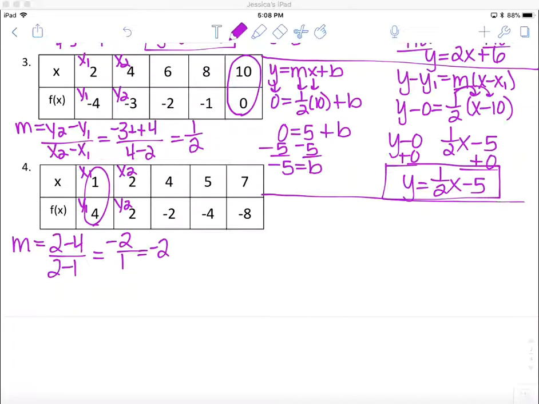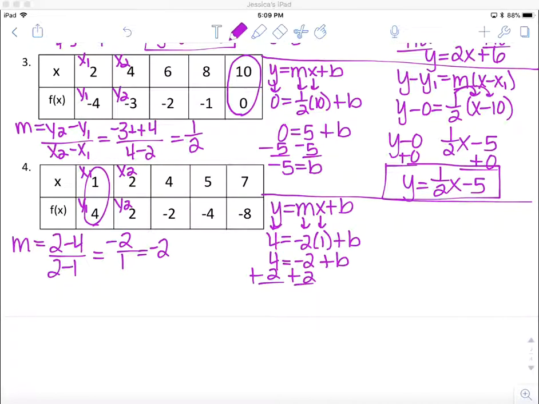So plugging this into y equals mx plus b, I have 4 equals negative 2 times 1 plus b, meaning 4 is negative 2 plus b. To get b by itself, I add the 2 over, and b is 6. b is 6 is not my final answer, though. My final answer is plugging in the slope of negative 2 and the b of 6.